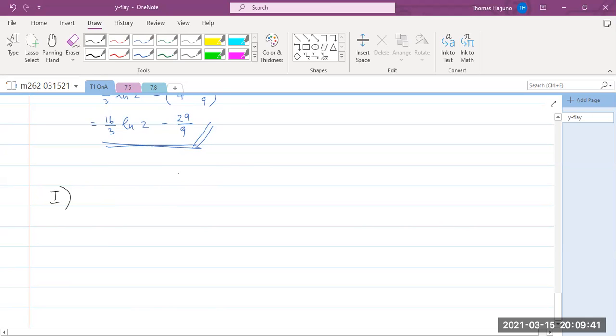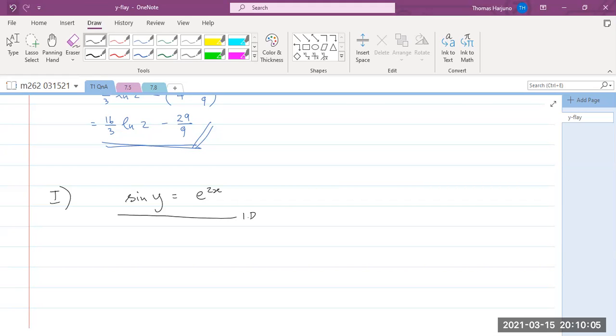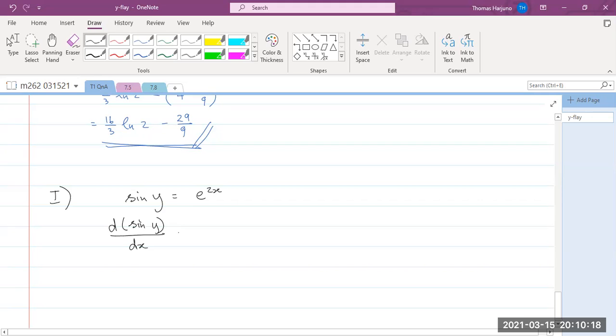y equals sine y equals e to the 2x, and then you do implicit differentiation, right? Either you write this implicit differentiation, or you write the derivative with respect to x on both sides. So you write d of sine y dx equals d of e to the 2x dx. That's how you write it.